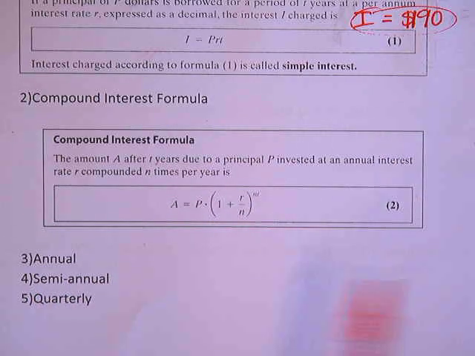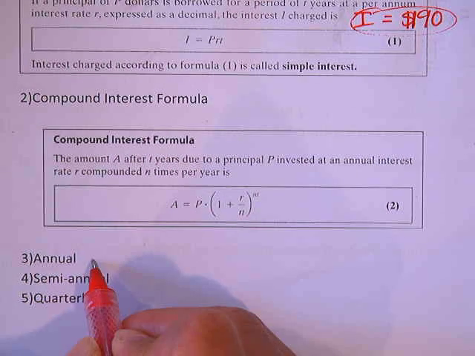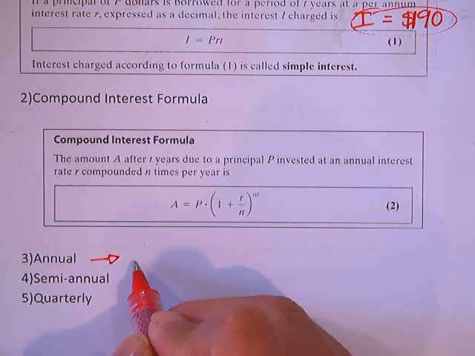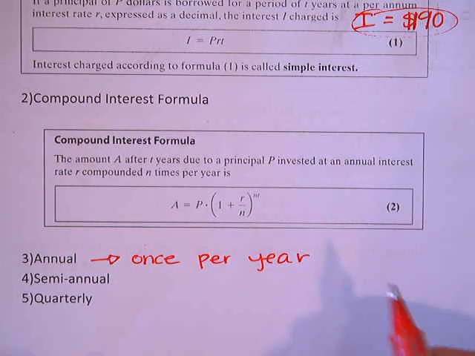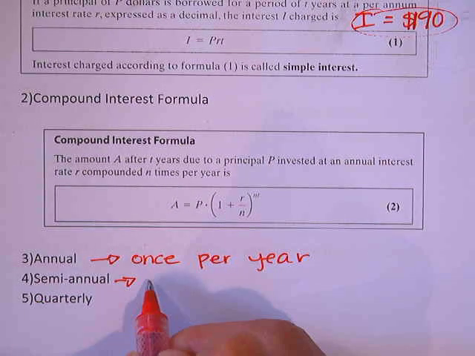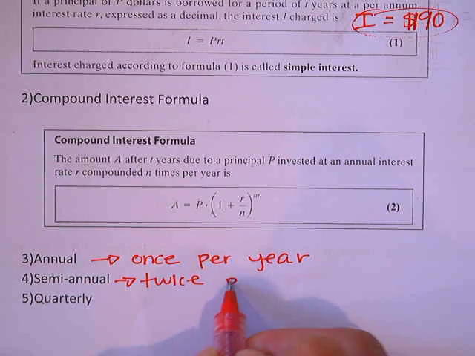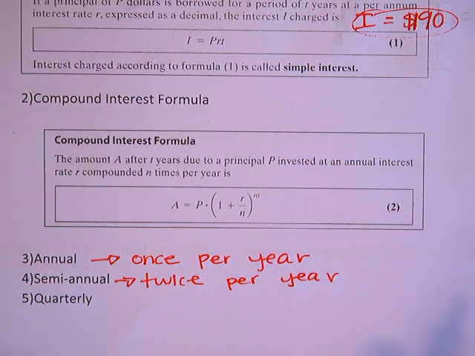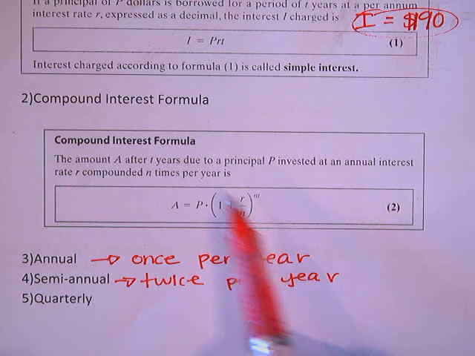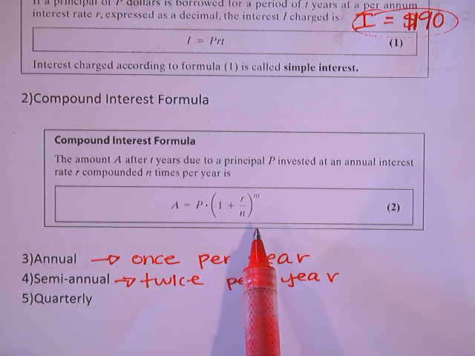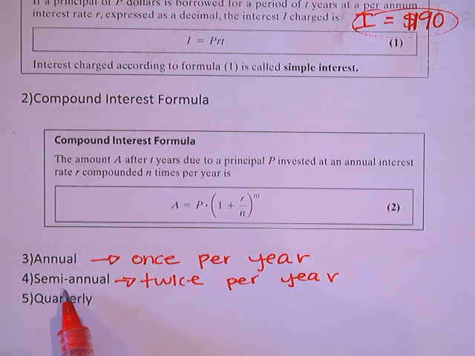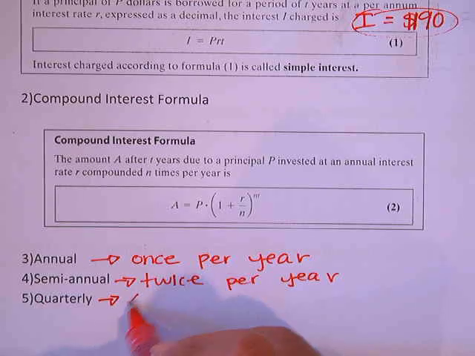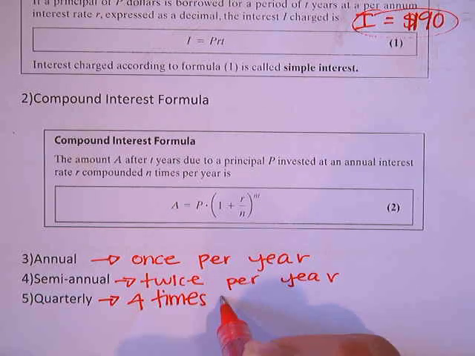So let's define some vocabulary here. Annual is obviously one time a year, so once per year. Semi-annually is twice per year. If it's once per year, then you don't have to use this formula, but it will get you the same answer. Once a year means n is 1. If it's semi-annually, that means n is 2. If it's quarterly, this is 4 times per year.